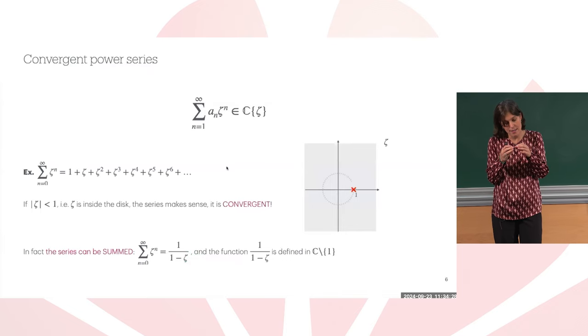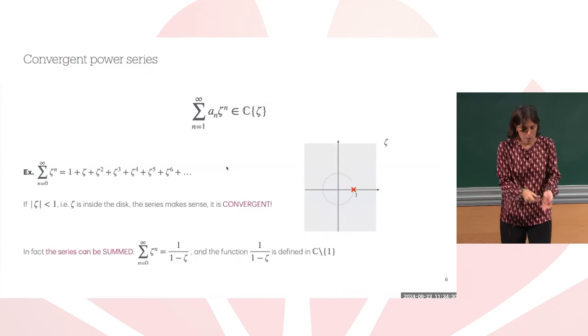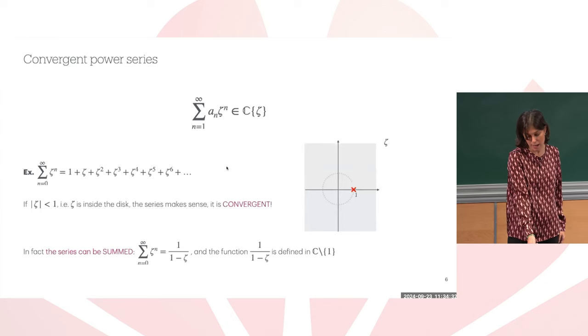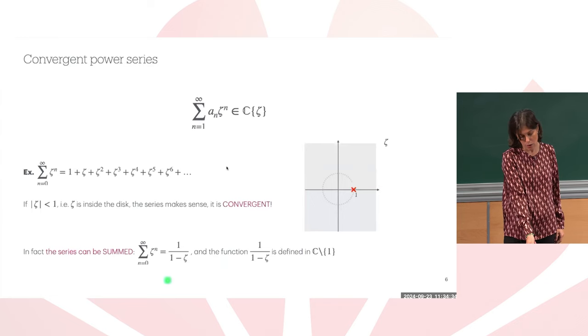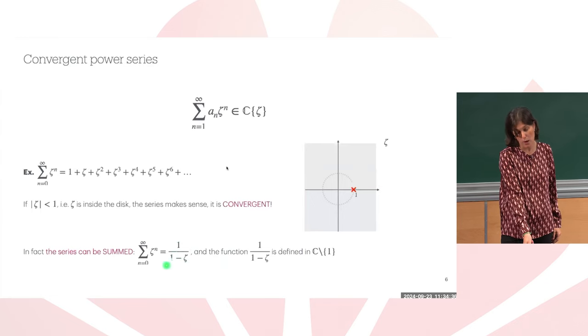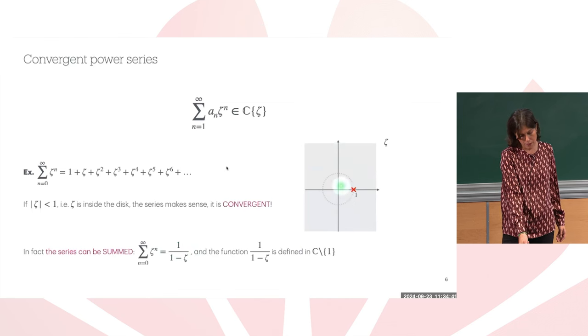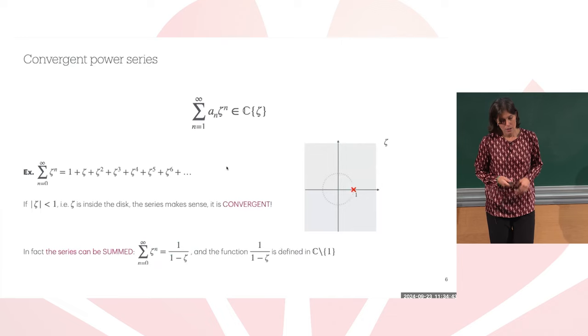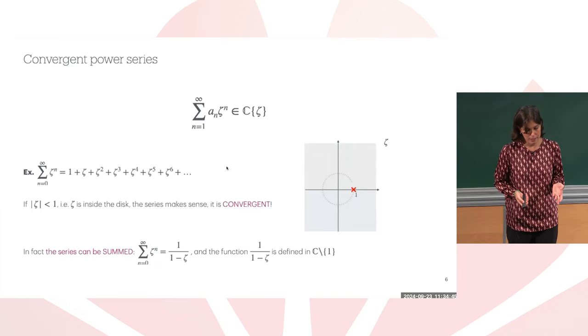It doesn't make sense only for zeta in the disk, but in fact it makes sense everywhere except at the point 1. You see that the only problem of this function is when the denominator is 0, which means that zeta equals 1. So this is the difference between convergent and divergent series.